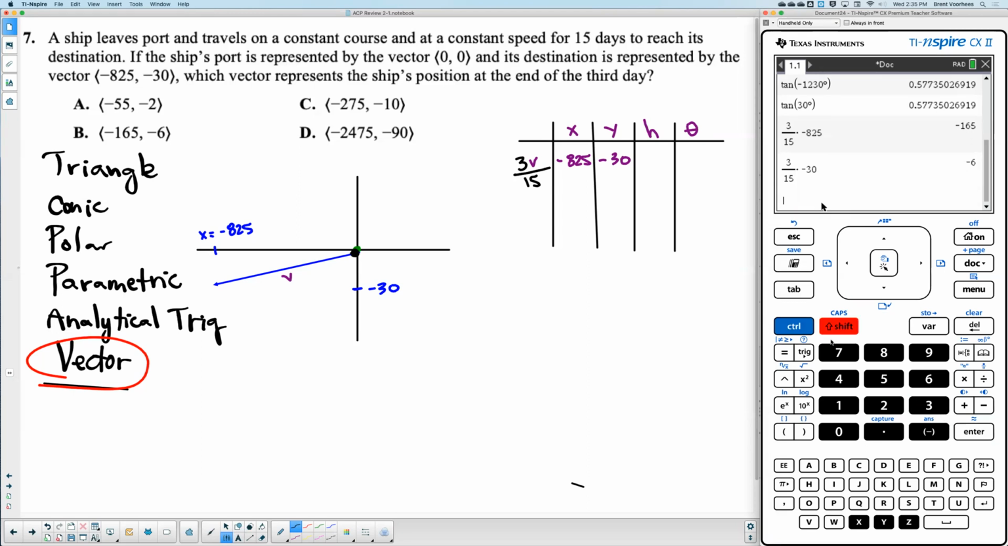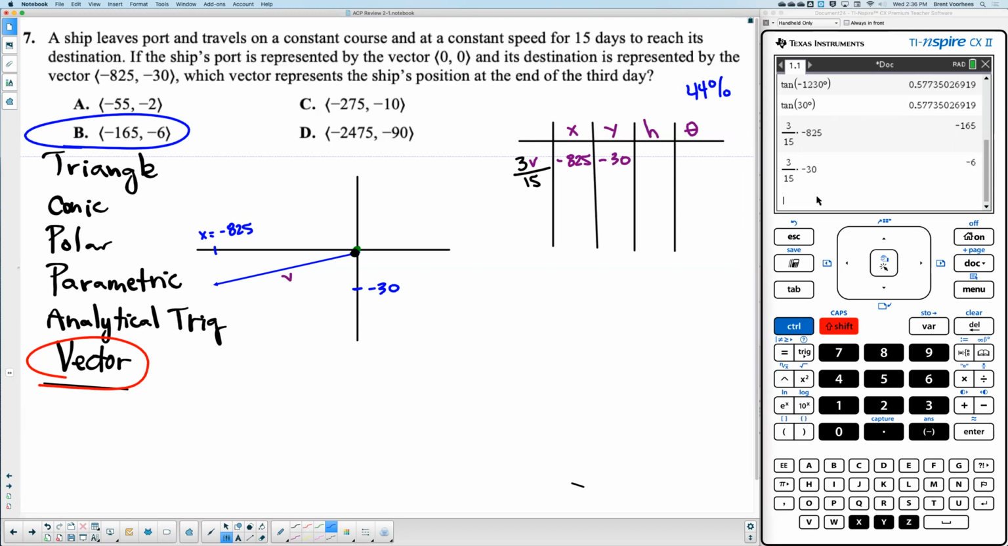B. B is the correct answer, which on this one, I didn't give you the percentages. Only 44% of students got this one right. Only 44% of students. Now, there's one more way to do this. It's even easier. What type of problem was this?